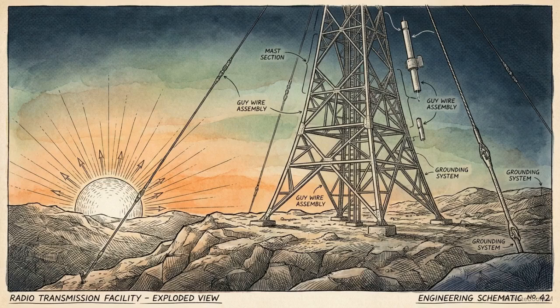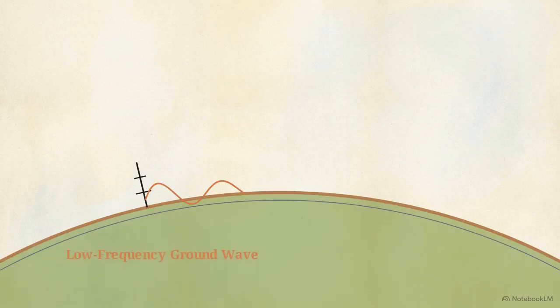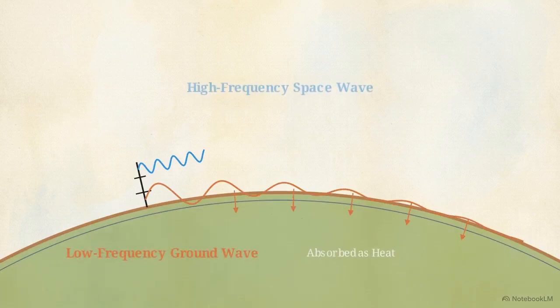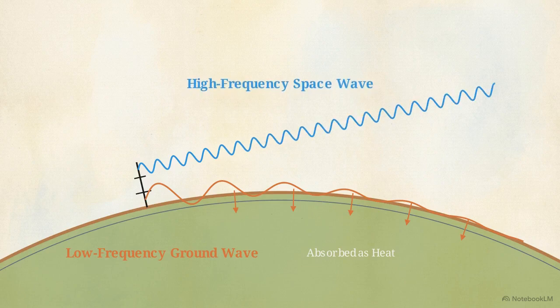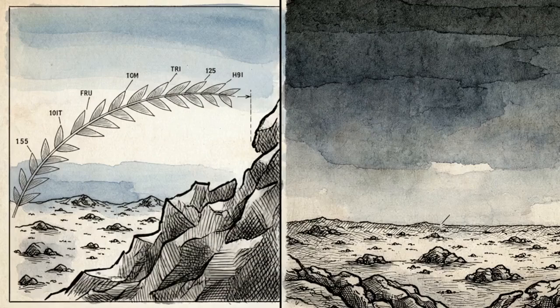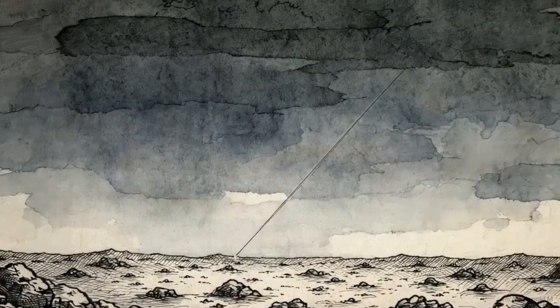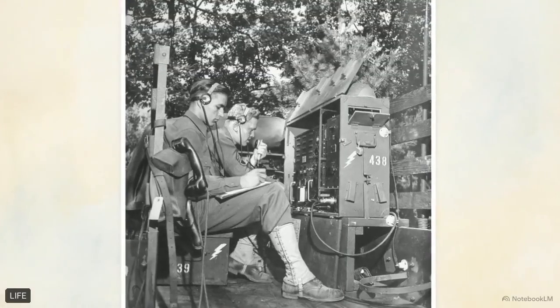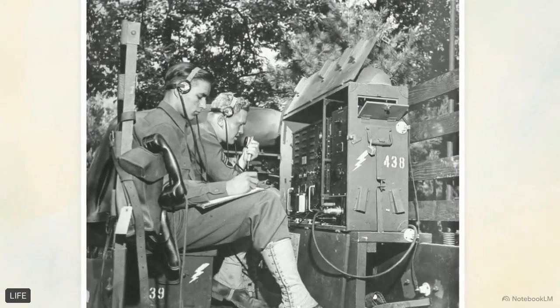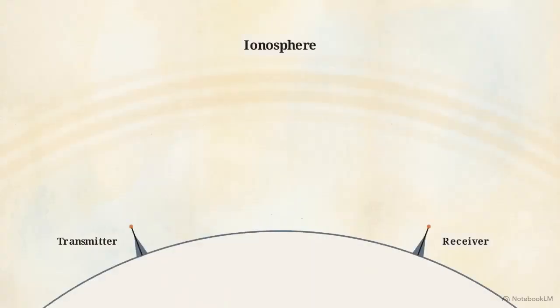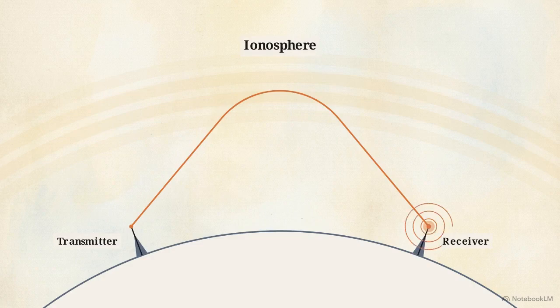Terrestrial radio transmission is governed by immediate physical constraints. Low-frequency ground waves dissipate their energy as heat into the Earth's crust, while high-frequency space waves travel in straight lines, unable to follow the planet's curvature. A signal aimed at the horizon either loses its strength to the ground or shoots directly into the vacuum of space. Sustaining over-the-horizon communication requires the use of skywaves, radio signals that utilize the upper atmosphere as a refractive medium to bend back to the surface.